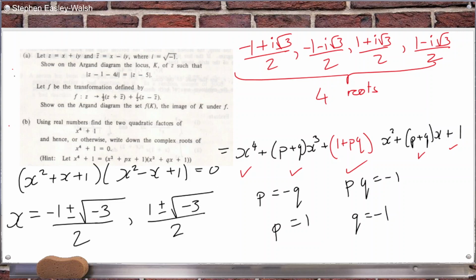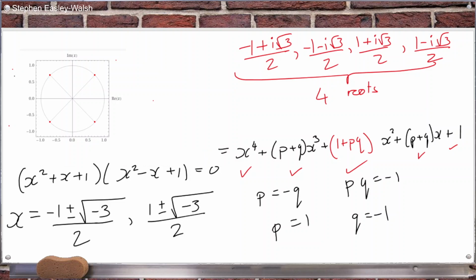One second. So what I am able to get is the 4 roots plotted here. So that one there, where is it? Minus 1 plus root 3 over 2, so that's that one there. That's the first one. And then minus 1 minus root 3 over 2, that must be that one there. And then 1, yeah, that's that one there. And then the last one, it must be that one there. So I think it's okay.